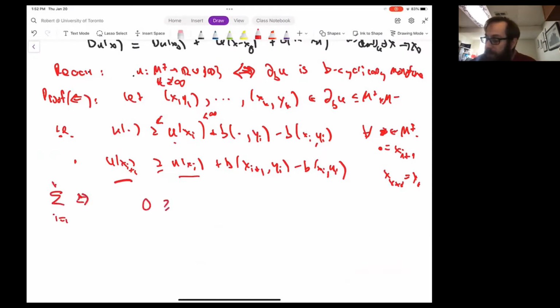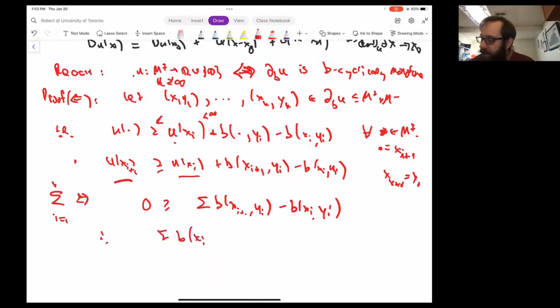And so then I get 0 is bigger than the sum of bxi plus 1 yi minus bxi yi. And so that basically shows if I do a cyclic permutation with the x's with respect to the y's, I get the inequality I wanted for B cyclical monotonicity, namely the sum of bxi plus yi is less than B of xi yi.